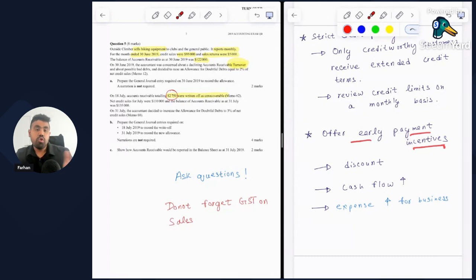But then again, there could be a disadvantage to it as well. If you give out discounts a lot, your expenses are going to go up, and this becomes a problem for the business because your reported profit will also go down. This is just a disadvantage of offering early payment incentives. And you should also know that while there's a benefit to giving discounts, which increases the cash flow of the business and helps it survive in the short run, it may not necessarily be a good thing in the long run, because your net profit takes a hit because of the expenses that go up and the lesser amount that you are able to collect.